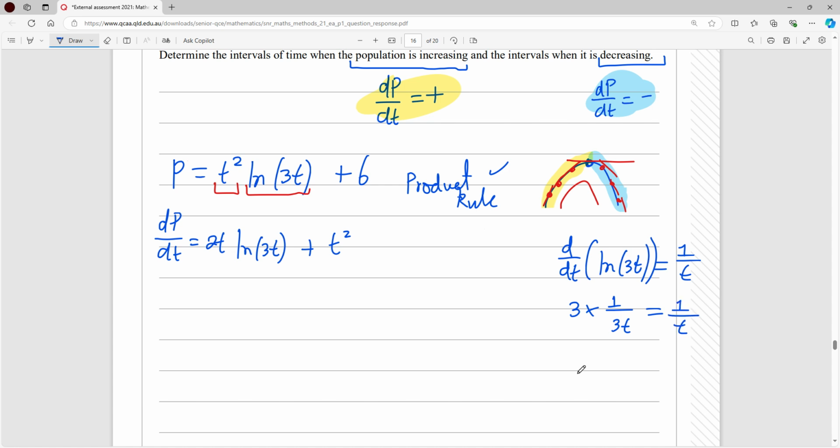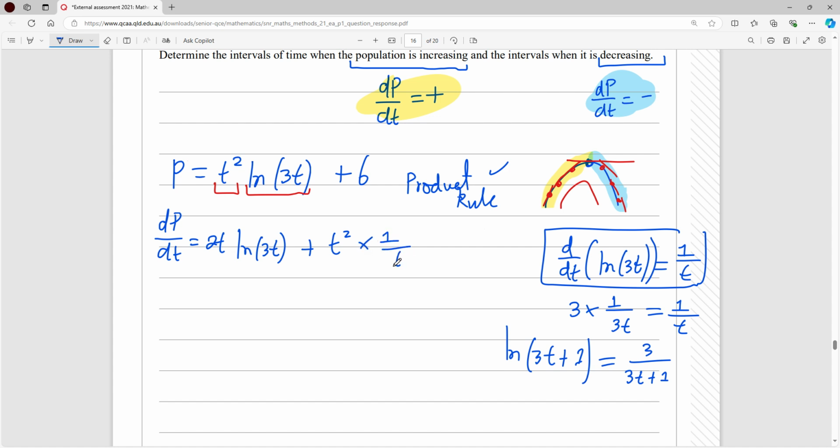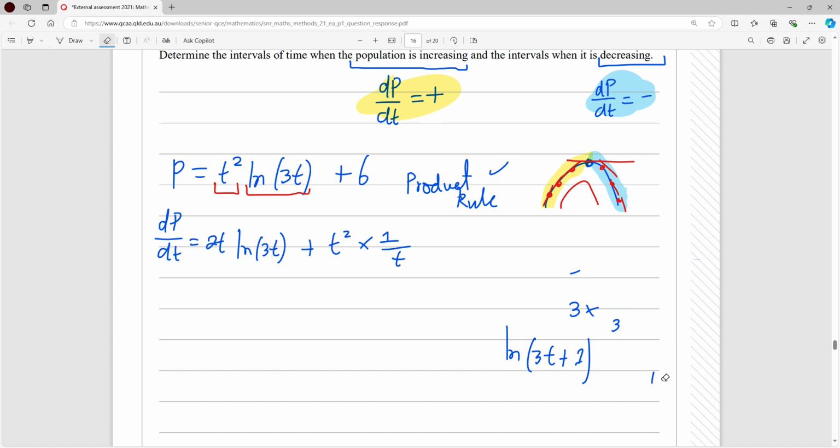If there's a plus in here, so if it's ln of 3t plus 1, that's slightly different. That would be 3 over 3t plus 1, and the 3's wouldn't cancel out. But if it's like this, it's just going to be 1 over t. So we're going to have t squared times 1 over t, and that's it, because the derivative of 6 would be 0. If you have any questions about that, leave something in the comments, and I'll try my best to answer it. So, let's continue here.